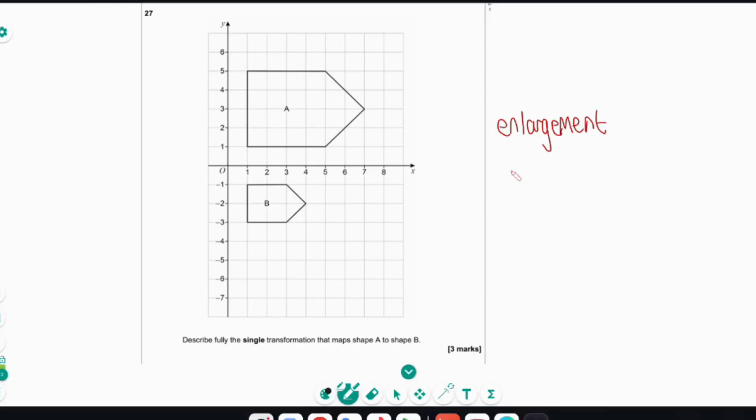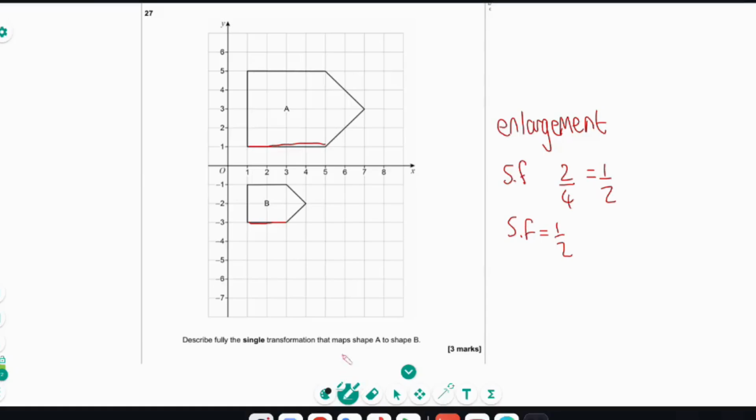To get the scale factor, we need a length of the enlarged shape divided by a length of the original shape. 2 divided by 4 is the same as a half, or you might have 0.5. So scale factor is a half, which makes sense because from B to A it's halved in size.